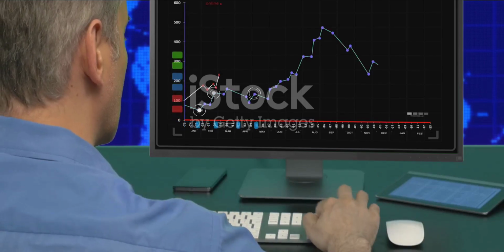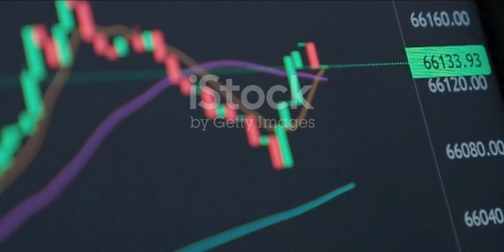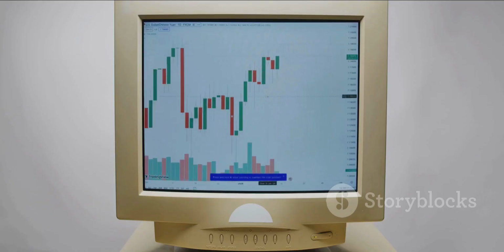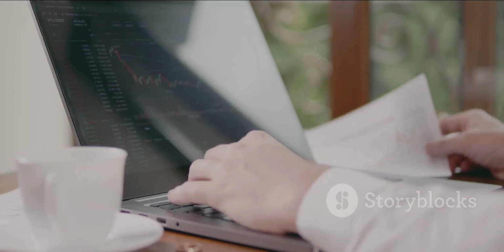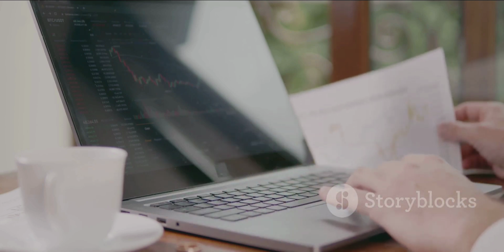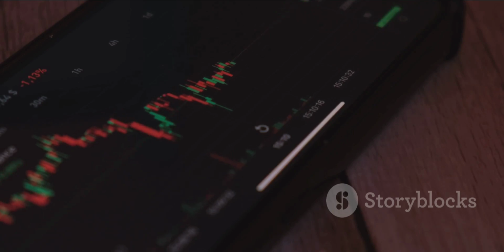The moving average is the central component of Bollinger Bands. It forms the middle band of the indicator. A moving average helps to smooth out price data. It shows the average price over a specific period. For Bollinger Bands, we typically use a 20-period simple moving average, or SMA. This means it calculates the average price of the last 20 candles.